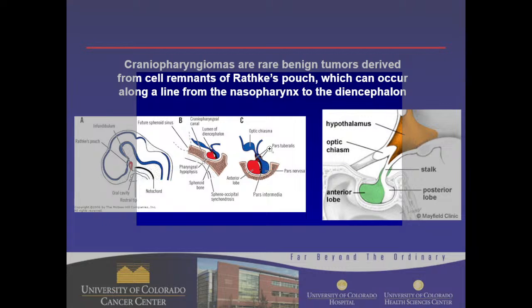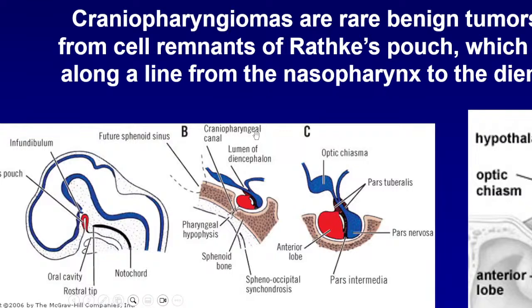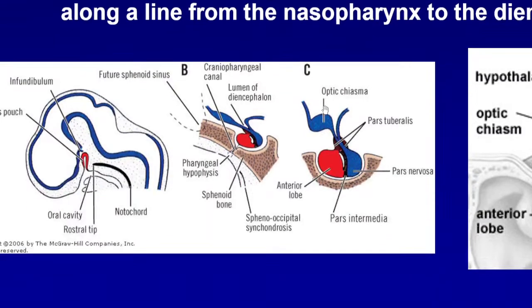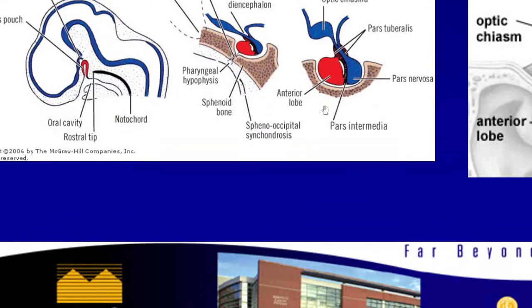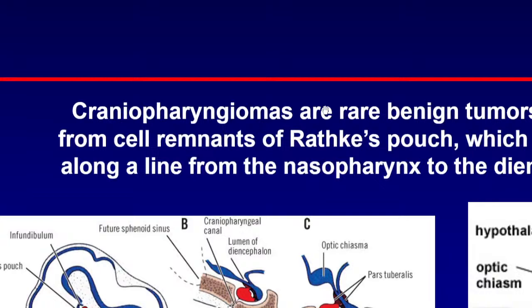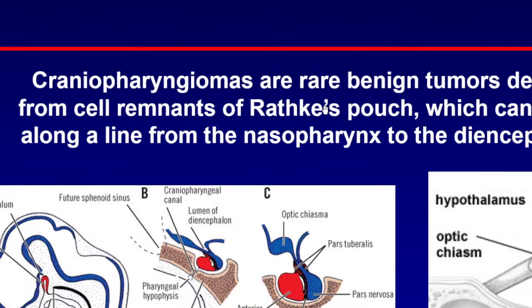They tend to occur in two flavors: the adamantinomatous craniopharyngioma, which occurs in almost all kids under the age of 20, who will have an adamantinomatous craniopharyngioma. Above the age of 20, about two-thirds of craniopharyngiomas are adamantinomatous, and about one-third are papillary.